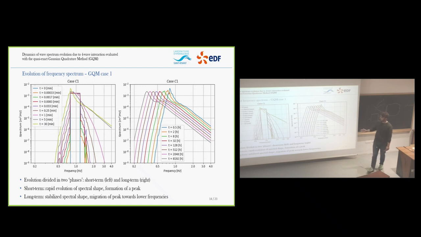So here is case 1, beginning from a step-shaped spectrum simulated with GQM. We put two different phases of the evolution of the spectrum, a short term on the right and a long term on the left. In particular, in the long-term evolution, we see that once a near-equilibrium shape is reached, it is constant for the whole simulation, and we only observe a shift of the spectra towards lower frequencies.